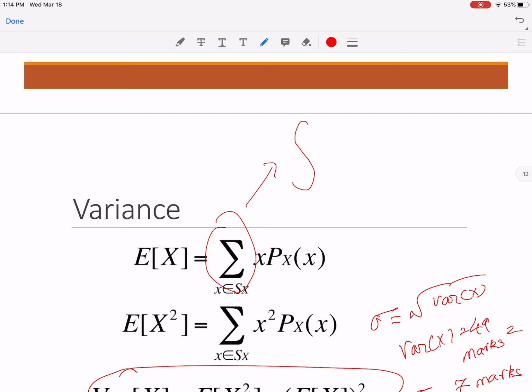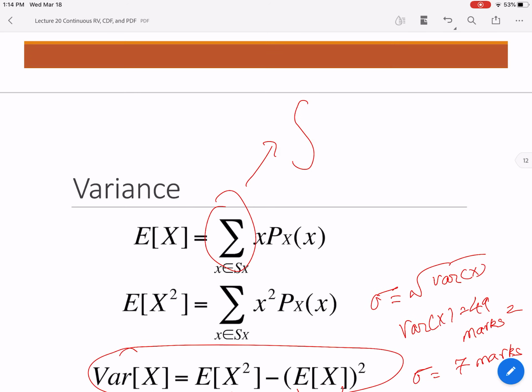So I'm going to stop this lecturette right here, and in my next lecturette, I'm going to post theory and practice examples on continuous random variables, starting with the definition of a continuous random variable.